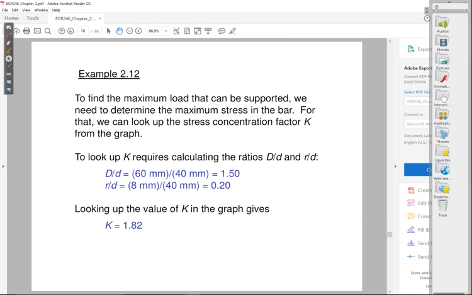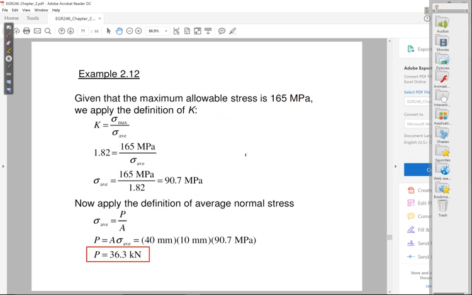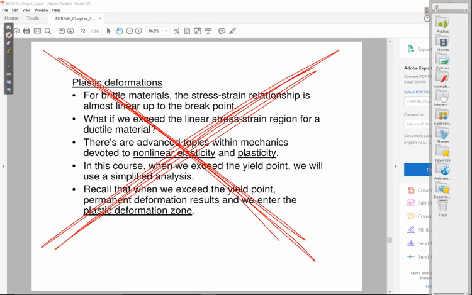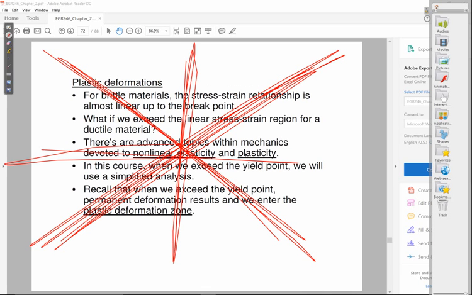All right, so there's an example here. You could take a look at it. It's similar to the one we just did, except it's in SI units. And then the rest of these slides, just ignore. This is the section on plastic deformations, which we're not going to get into. Plastic deformations, as I said, that's more of an advanced thing. And usually in regular mechanics and materials, we don't get into that. We're going to stay within the linear elastic region.